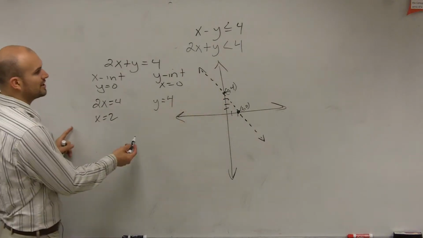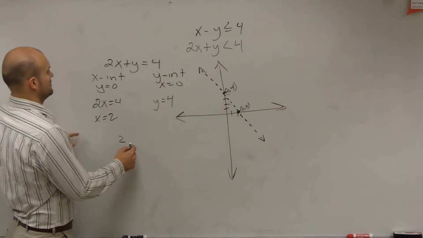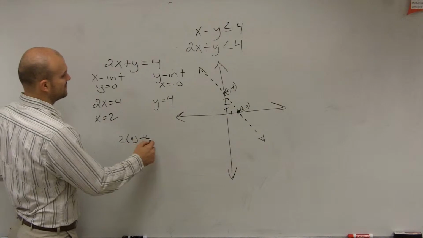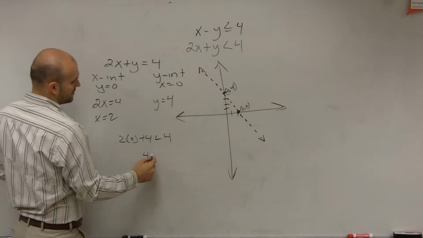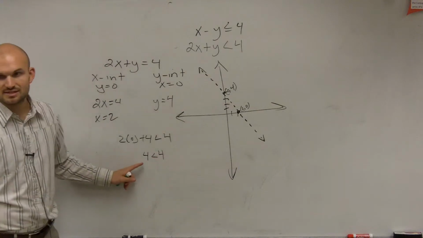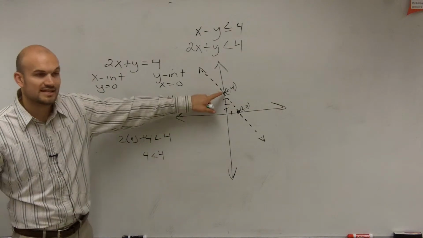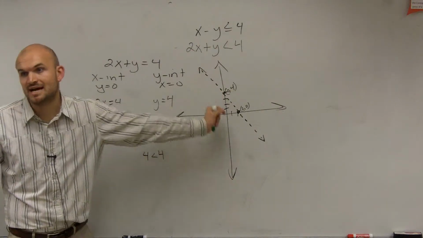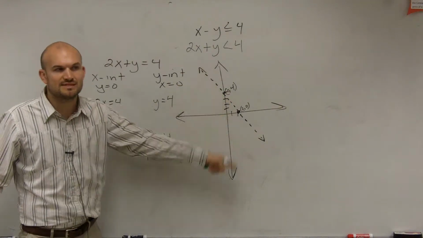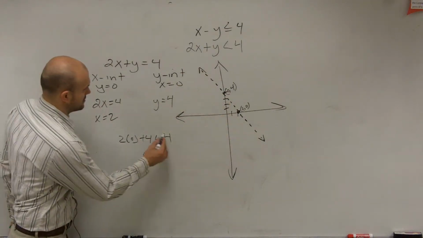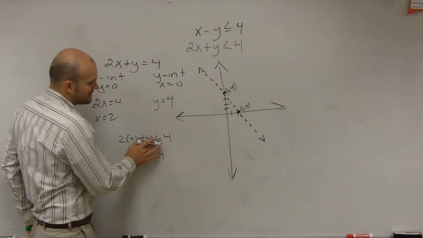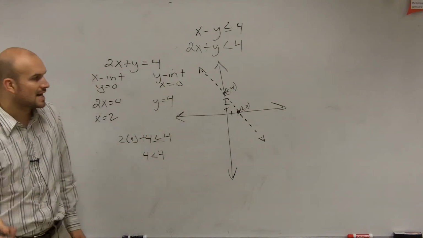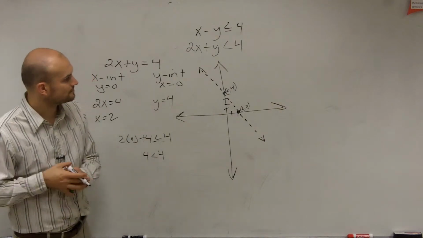Yes. So let's just plug it in because I want to show you. So 2 times 0 plus 4 originally is really less than 4. Is 4 less than 4? False. So that's why we have the dashed line. If it was true, you'd have a solid line. What would make that true? If you had something like that, right? That's why the equal to makes it a solid line, because it makes that statement true.